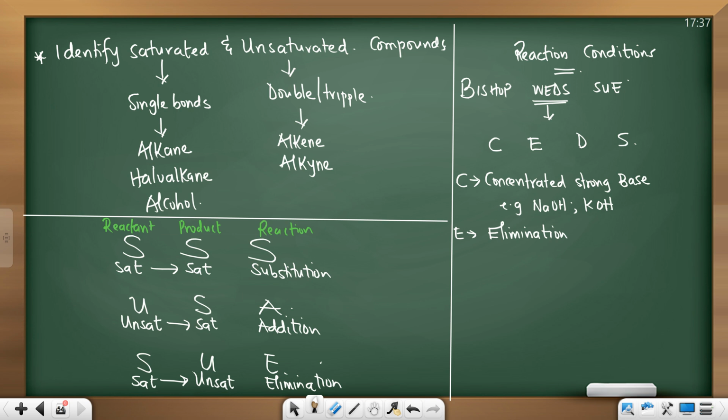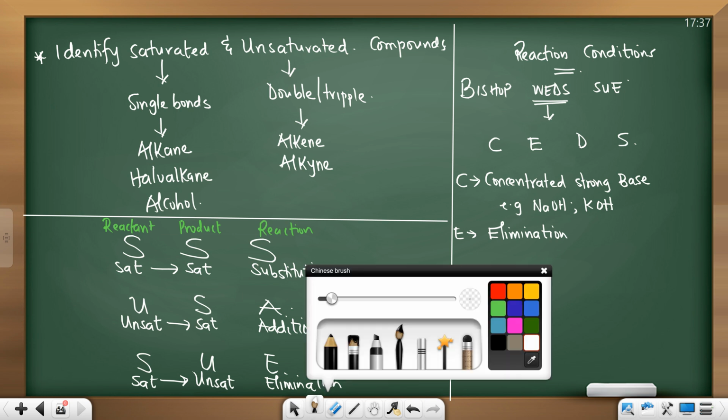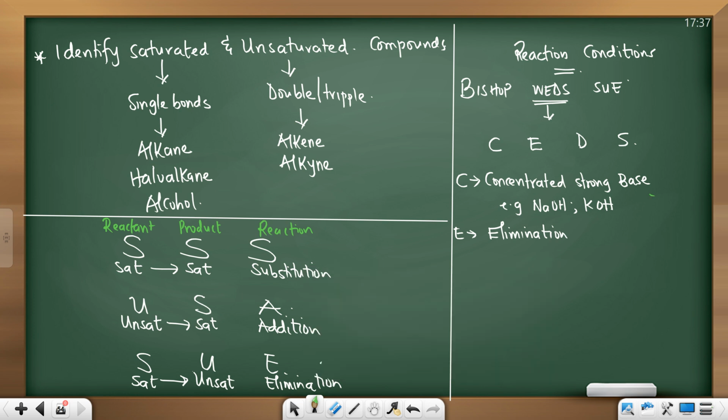So every time I am eliminating, there must be concentrated strong base, plus strong heat. Eliminate means I want to remove. So I need to come in very strong.